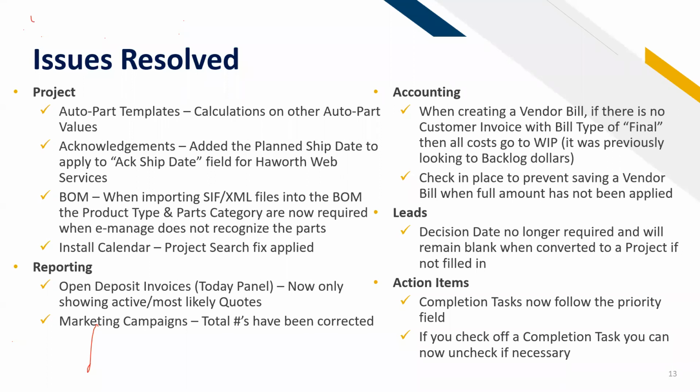Action items, the completion tasks now follow the priority field. So if you're an admin and you set your priority on the completion task, they'll show up in order of how you prioritize them in the administrator application. And if you check that you did a completion task and you didn't mean to, you can now uncheck it. Before you could not uncheck it. It just always thought you've completed it and you said you did, and that's that. So now you can actually uncheck a completion task if necessary.